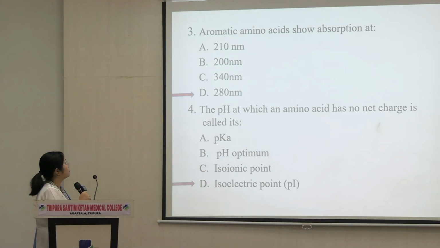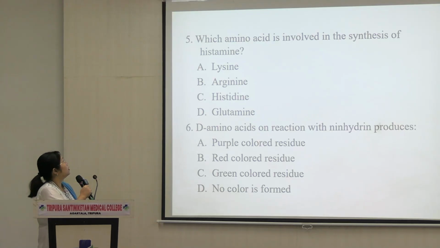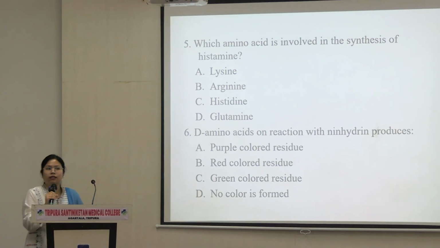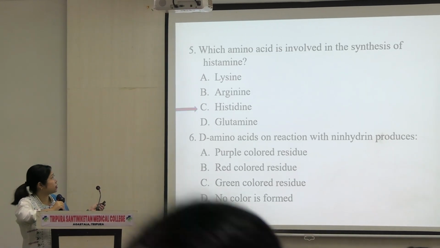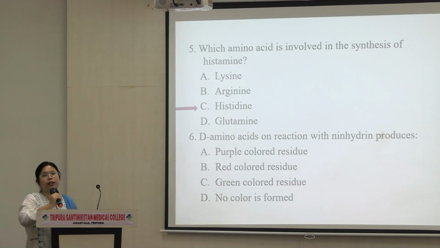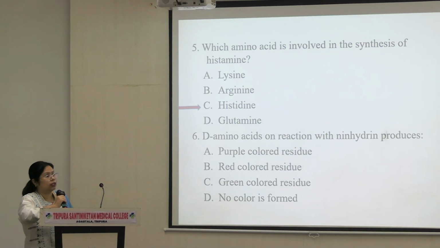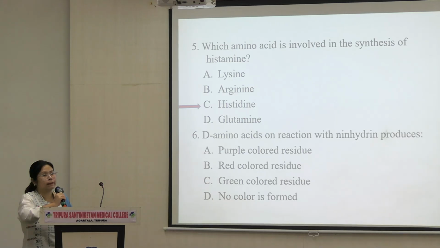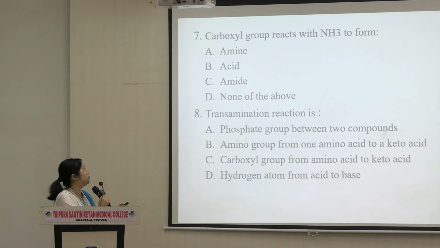Okay. Come. Which amino acid is involved in the synthesis of histamine? Easy? Histidine. Next, D amino acids, reaction with ninhydrin produces which color compound? Which color? It was bluish purple color residue.